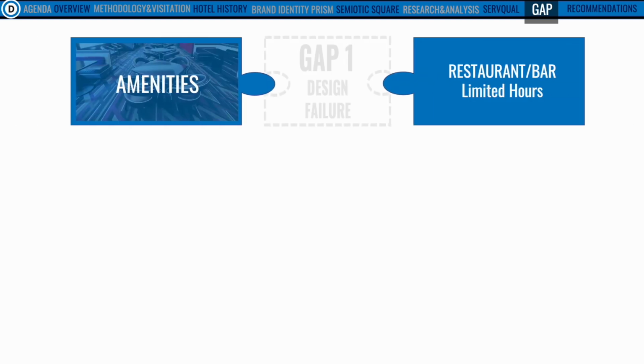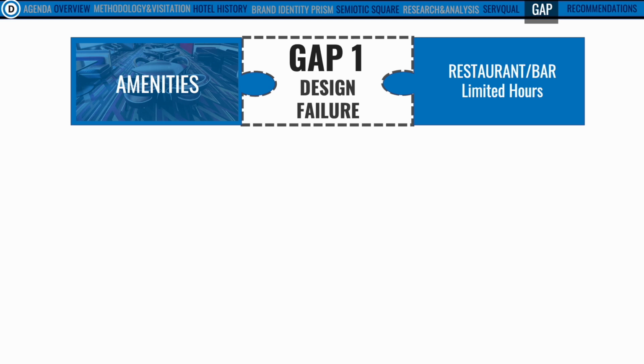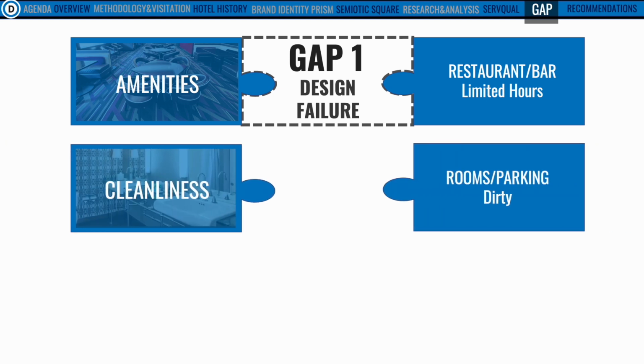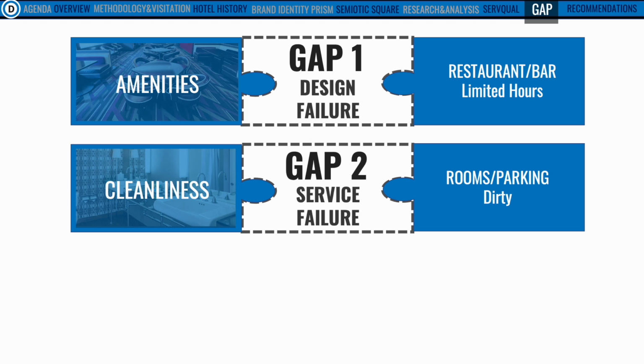Based on our analysis, we found both Gap 1 and Gap 2 issues. According to the customer reviews, in the amenities category, the restaurant and bar have limited operating hours. This is Gap 1, which is a design failure. In the cleanliness category, the rooms, bathrooms, and parking area were simply filthy. This is a service failure in Gap 2.